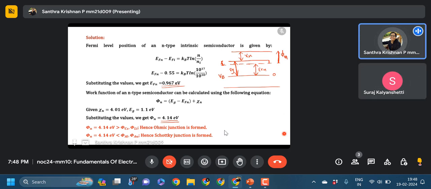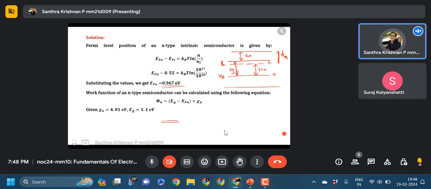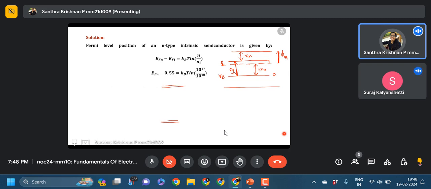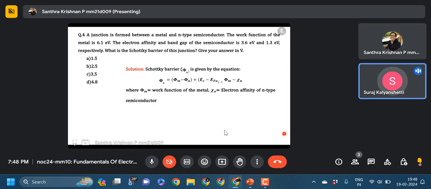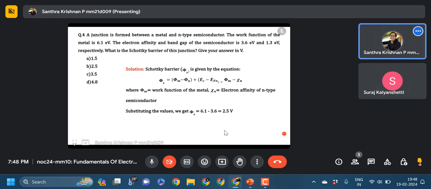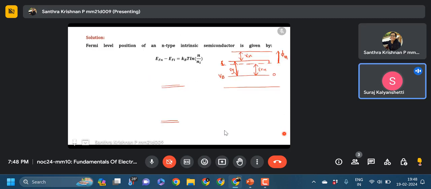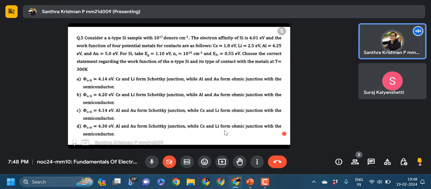Okay. Now, based on 4.14, can you see the question and tell me what is Schottky and what is ohmic? Phi n should be larger, right? Phi n is 4.14, yes.